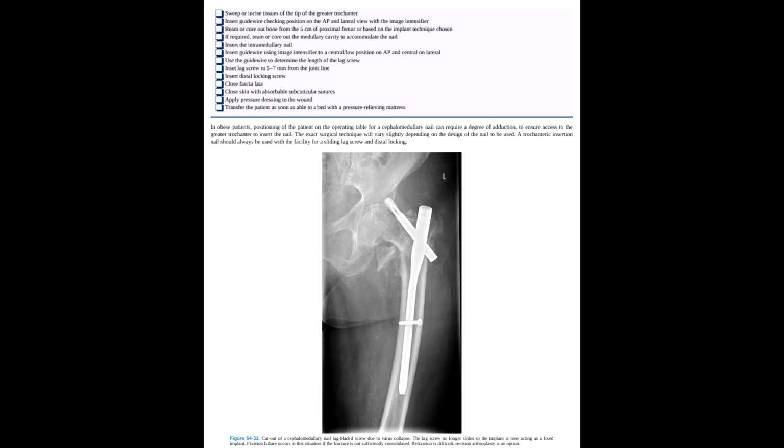Radiographic figures. Figure 5433 shows a case of varus collapse in which the cephalomedullary nail failed due to an incorrect screw position. Instead of sliding dynamically, the lag screw acted as a fixed implant, leading to loss of fixation. This highlights why correct reduction and positioning are essential to avoid difficult revision surgeries.